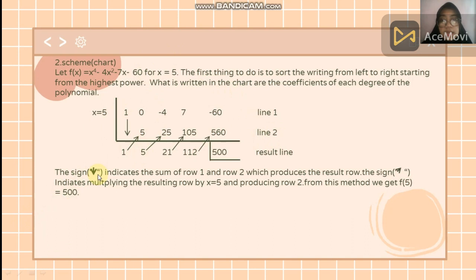The side arrow indicates the sum of row 1 and row 2, which produces the result row. The side arrow indicates multiplying the resulting row by x equals 5 and producing row 2. From this method we get f(5) equals 500.